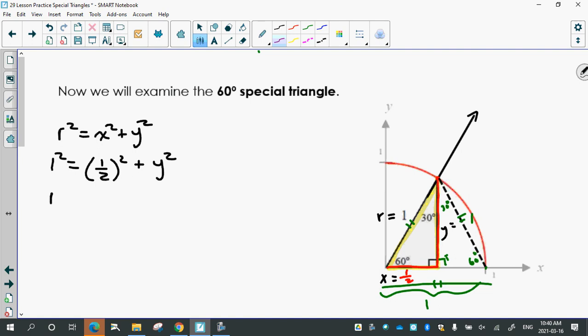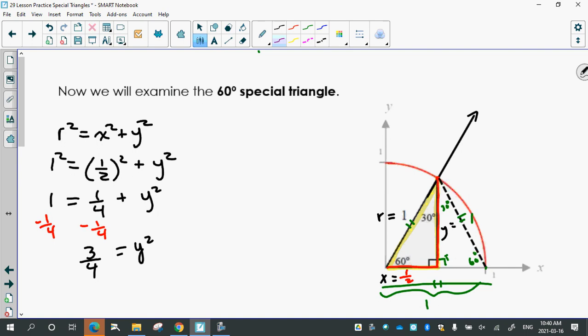So 1 squared is 1. What's 1/2 squared? 1/4, good. And I want to get y by itself, so I'm going to subtract 1/4 on both sides. Easy fraction, what's 1 take away 1/4? 3/4. Okay, so you have $1, you take away 1/4, you got 75 cents, which is 3/4.